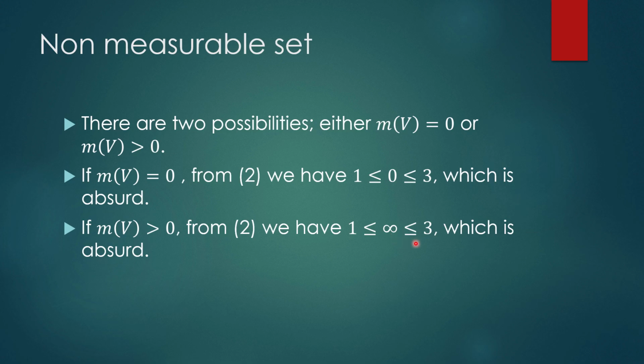So therefore V is not measurable. So now we are able to give an example of a non-measurable set. V is not measurable. So now we are able to construct a non-measurable set. Alright, so this is today's lecture.